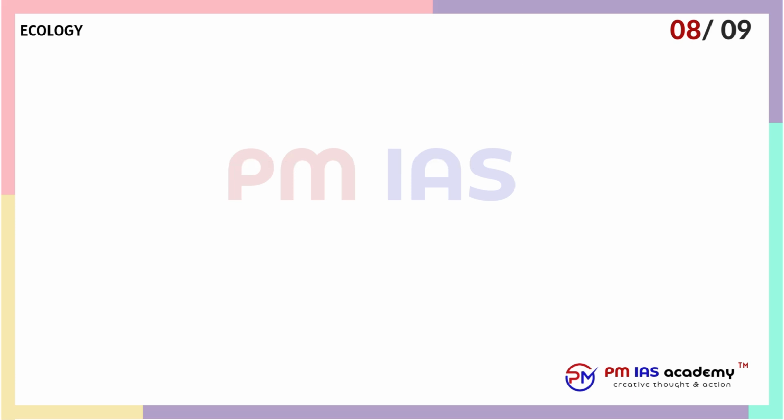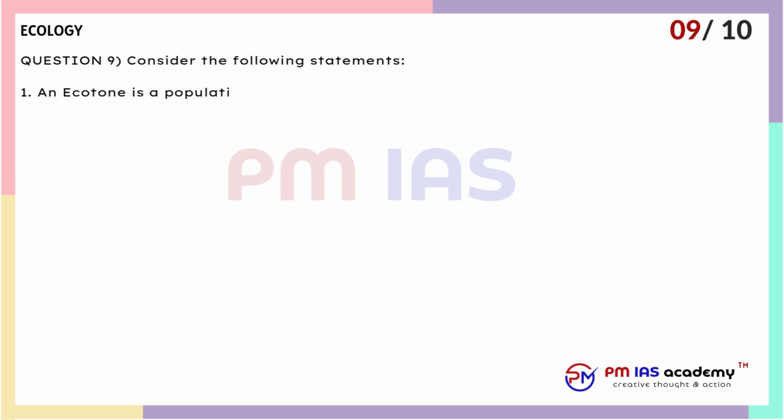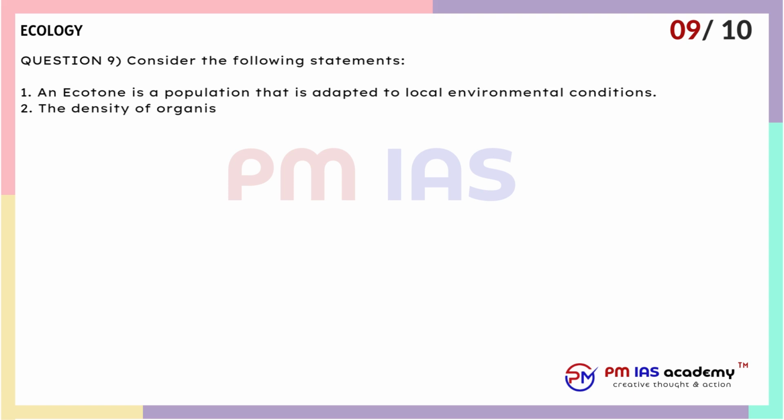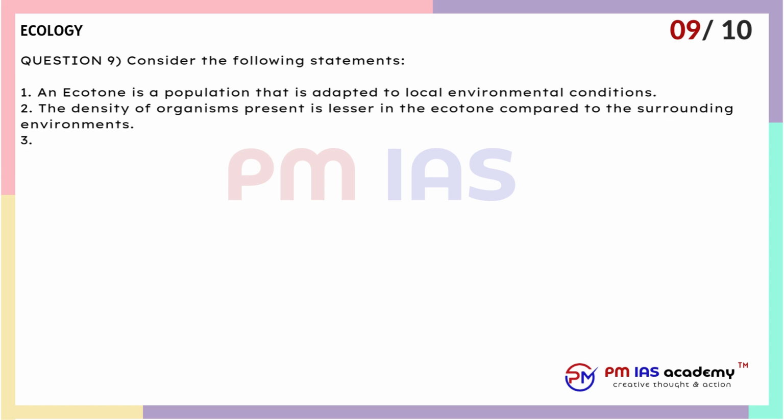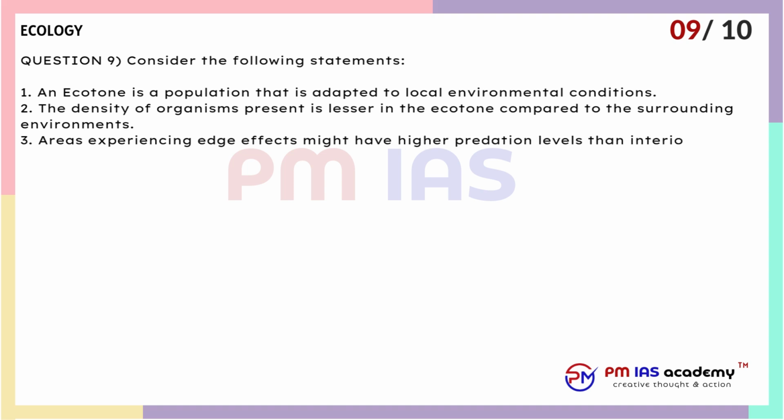Question 9. Consider the following statements. 1. An ecotone is a population that is adapted to local environmental conditions. 2. The density of organisms present is lesser in the ecotone compared to the surrounding environments. 3. Areas experiencing edge effects might have higher predation levels than interior habitats. Which of the statements given above are correct?